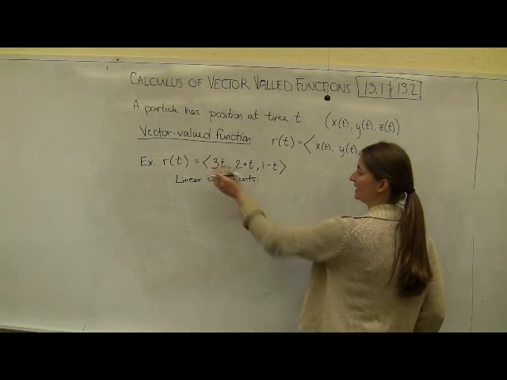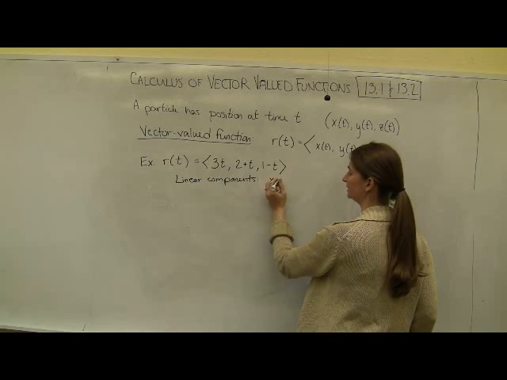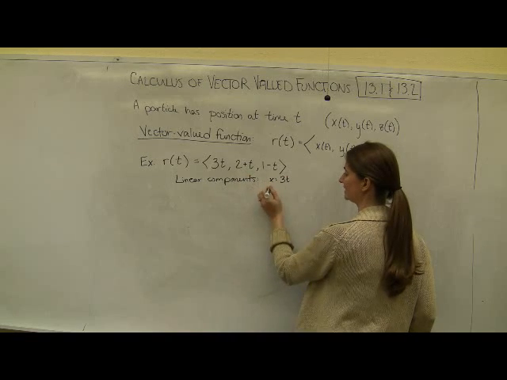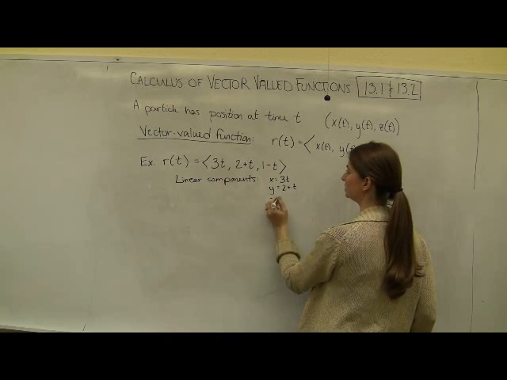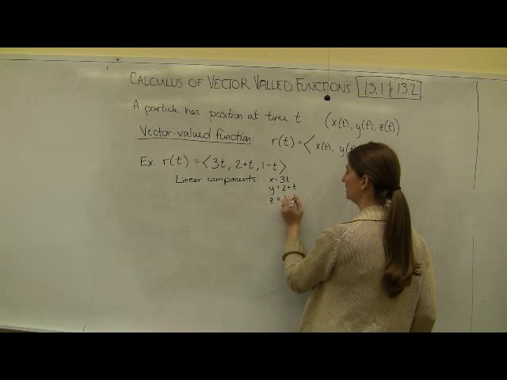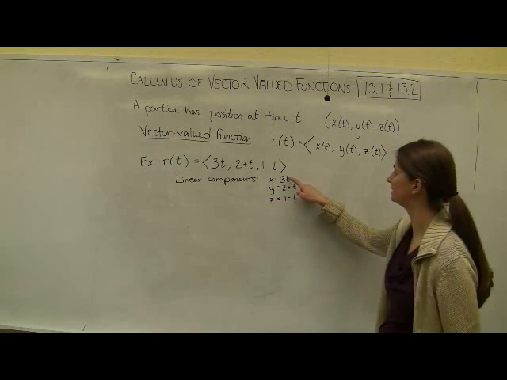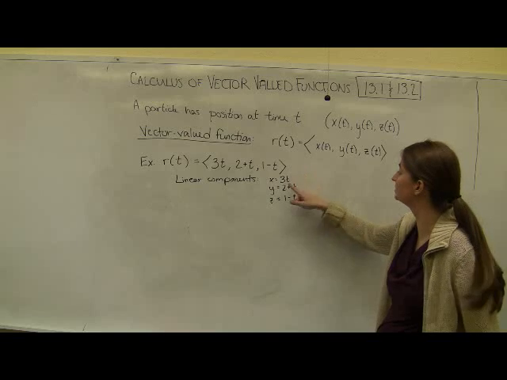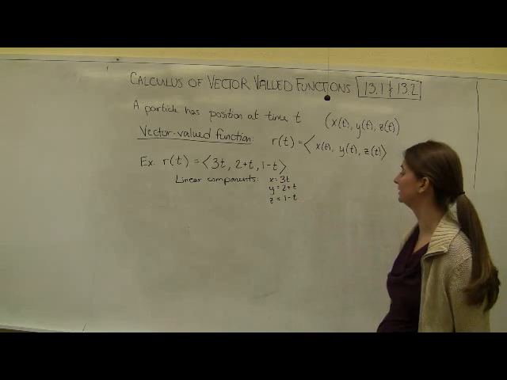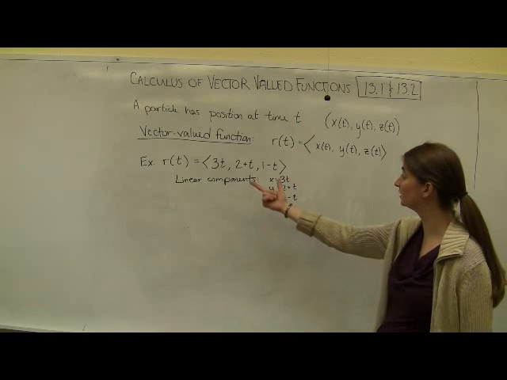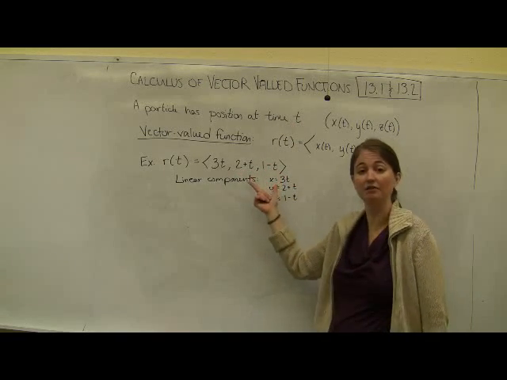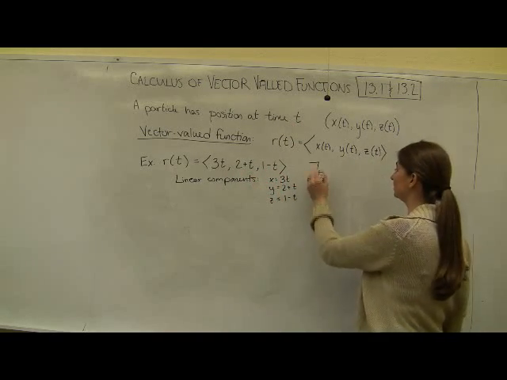Namely, my x is exactly equal to 3t, my y is exactly equal to 2 plus t, and my z is equal to 1 minus t. These are all linear functions because the t's aren't squared, they aren't cubed, they're exactly degree 1 linear functions. And this is a vector representation of a line, just like we saw before.